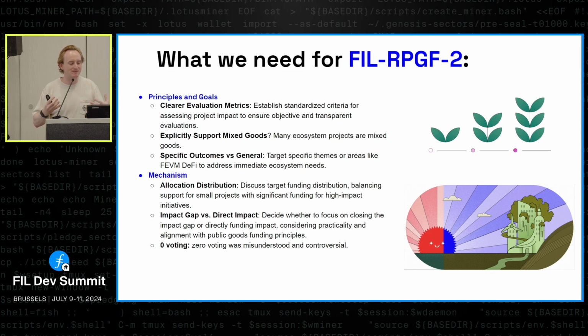In terms of the mechanism, the allocation distribution: what distribution do we want to see? Are we happy with the distribution that we're seeing currently, which is quite a long-tailed one, but relatively flat? Or do we want to aim for and target something else? Another philosophical point, related to the mechanism but very much on the principles and goals of the project also, is whether or not we want to fund the impact gap, or whether or not we want to directly fund impact.